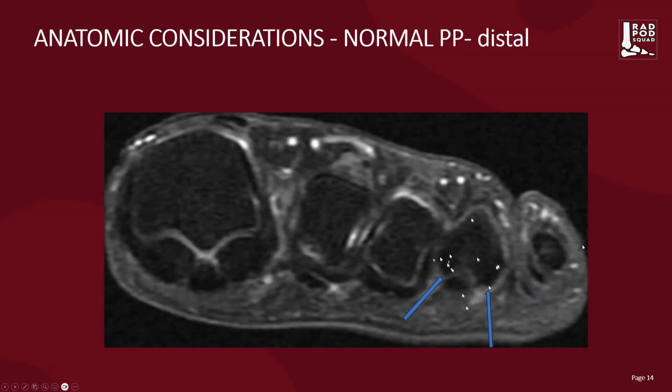So here are the anatomic considerations at that distal attachment, loaded up so we can see a better example of what it looks like at the attachment of the distal plantar plate. The phalangeal attachment is seen here with low signal paired attachments on the proximal phalangeal base.